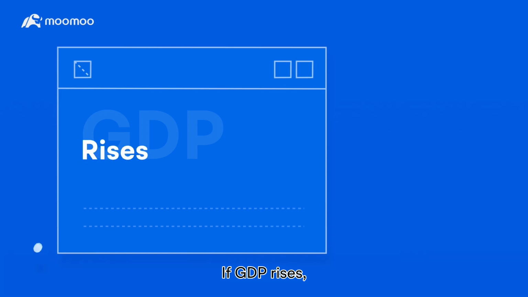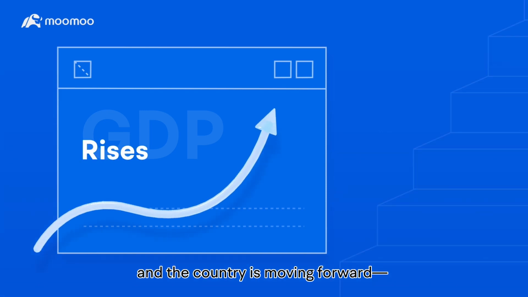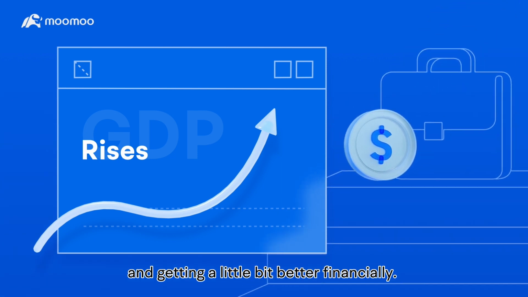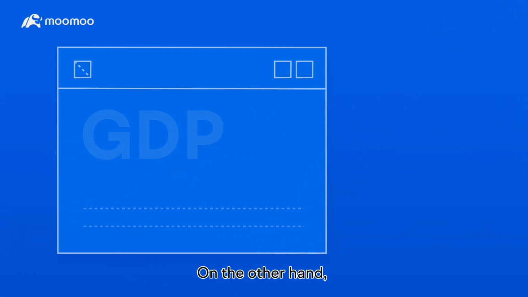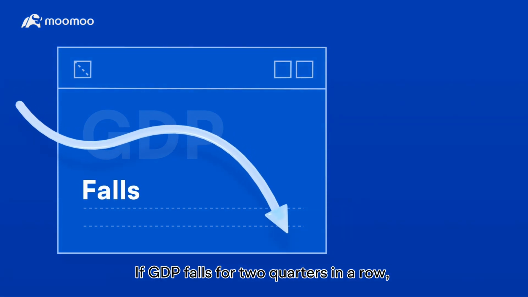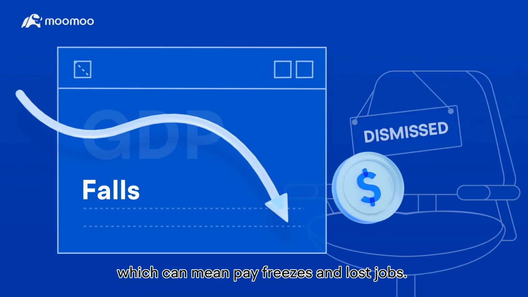If GDP rises, the economy is solid and the country is moving forward, a sign that people are doing more work and getting a little bit better financially. On the other hand, the economy might be in trouble if GDP falls. If GDP falls for 2 quarters in a row, that is known as a recession, which can mean pay freezes and lost jobs.